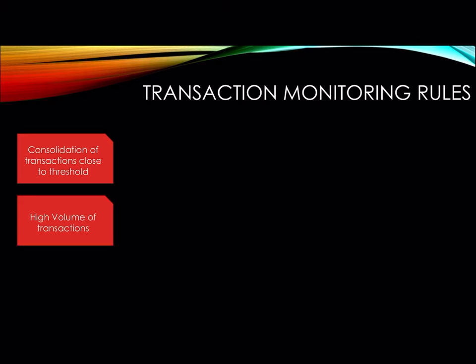Then the next rule would be high volumes of transactions. This rule identifies parties with abnormally high payout transaction volume, inconsistent with the normal and expected activity of the customer.